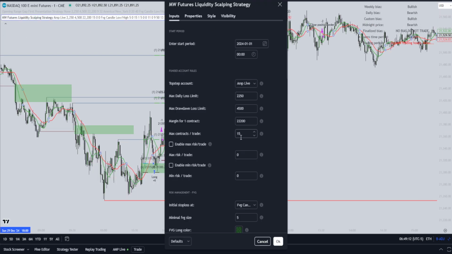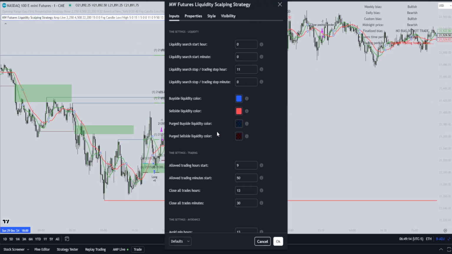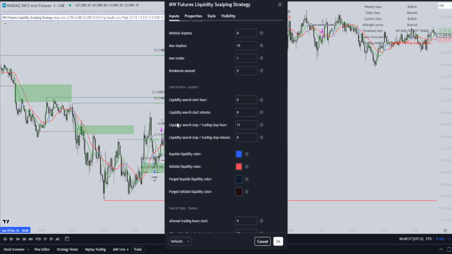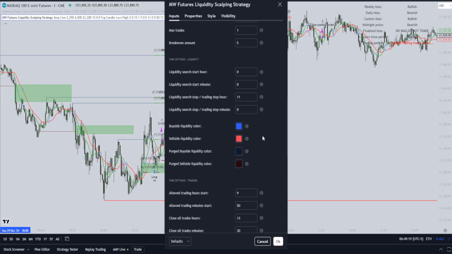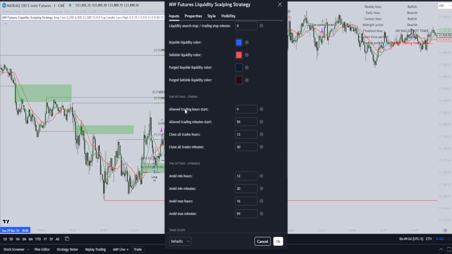Alright, so now we have covered the first topic, so time settings for liquidity pools and how they are generated and displayed on screen. Now we will go over the time settings for trading. And we have, again, four different variables here with an hours and a minutes setting. So allow trading hours start. Let's look at the tooltip. What hour should we start trading based on the generated liquidity? Very important, based on the generated liquidity.